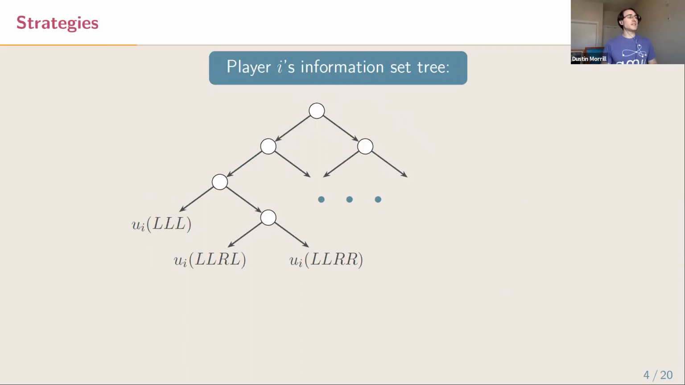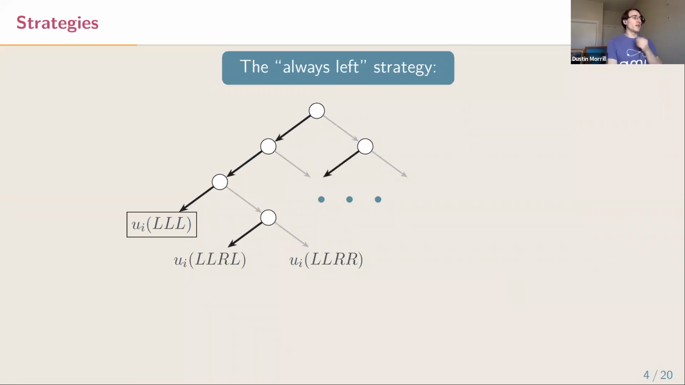Okay, so now that we've seen what games look like, what do strategies look like in these games? So here's another arbitrary game for some arbitrary player I. And a strategy in an extensive form game is an assignment of behavior to every information set. So for example, here's what the always left strategy looks like in this game. Just that at every information set, we assign probability 1 to the left action, and we'll always end up at the left, left, left outcome and get the utility there.